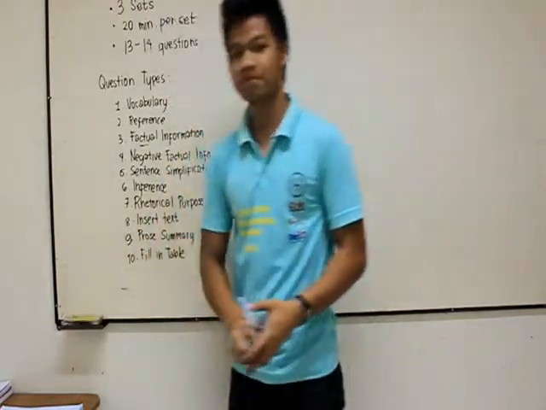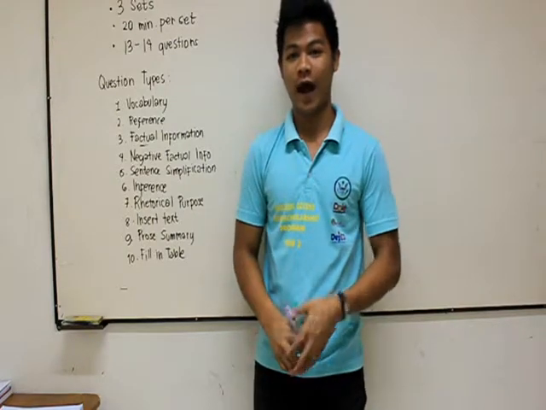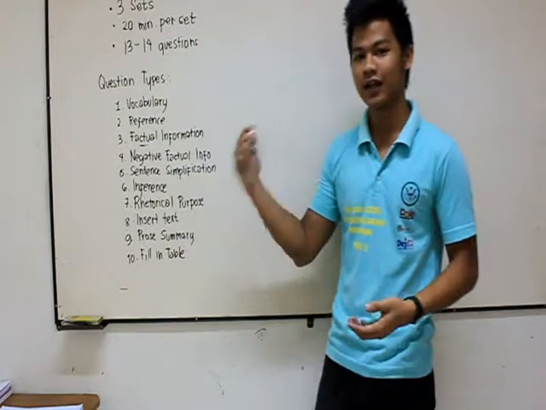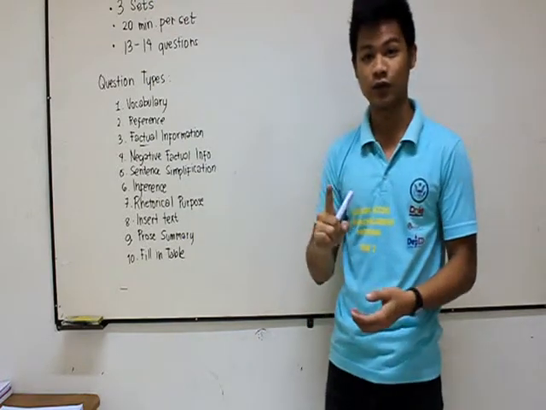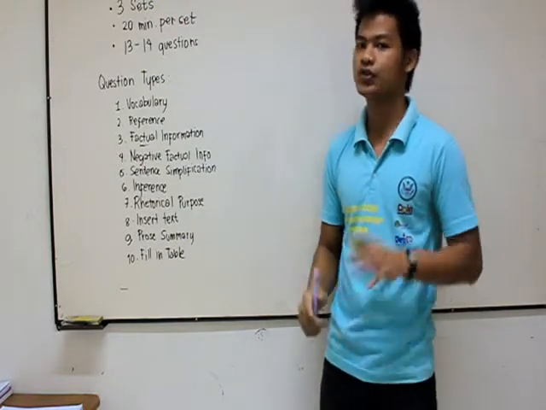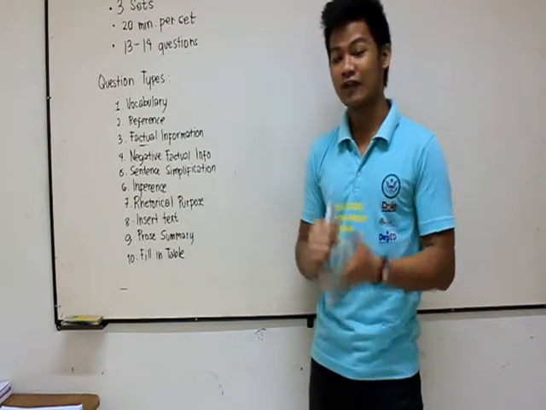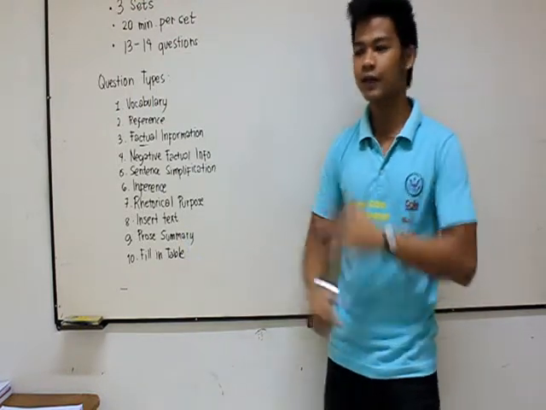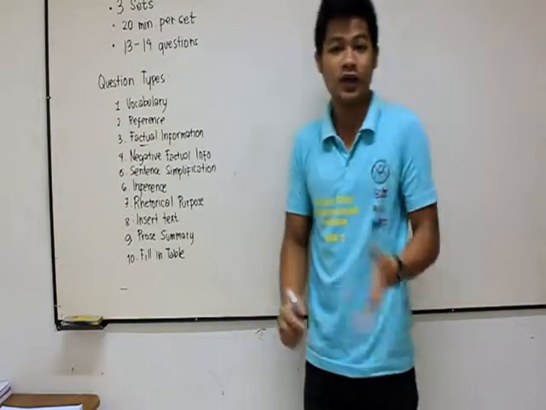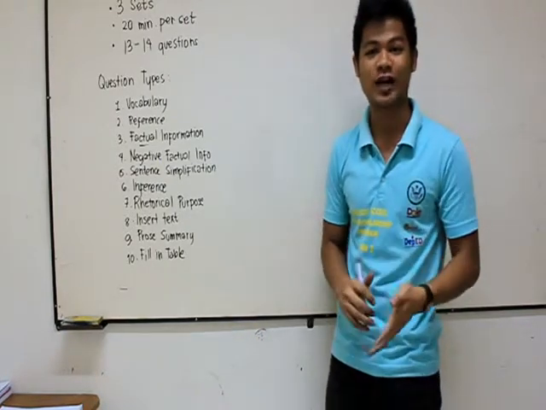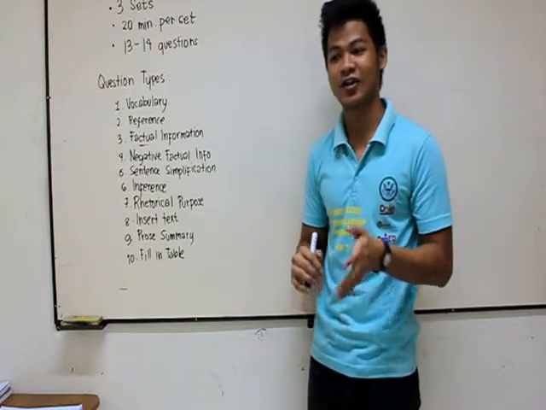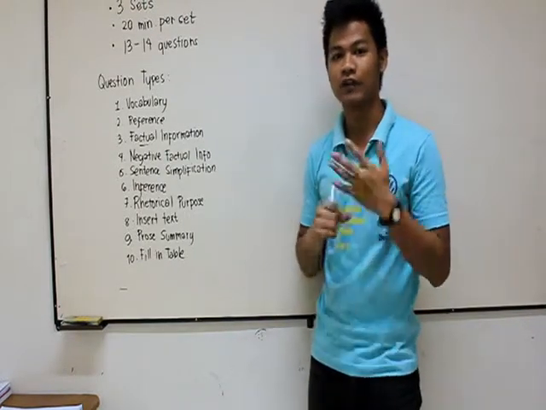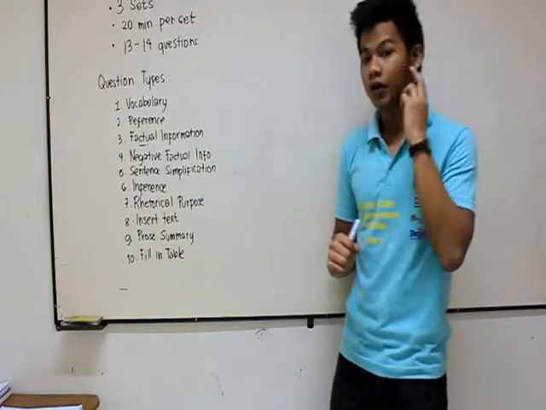Inference. You need to infer. How do you infer? You gather all the information you had in the passage and arrive at a conclusion, an opinion. You don't just give an opinion; you give an opinion based on the facts you've gathered in the passage. Inference question is, I guess, the trickiest part of TOEFL reading question types, because the answers are not explicitly stated in the passage. You need to infer. You need to give an opinion, but based on the information you've gathered.